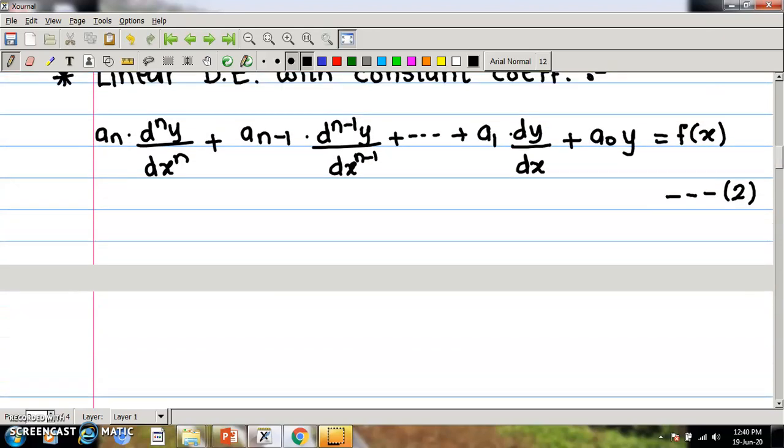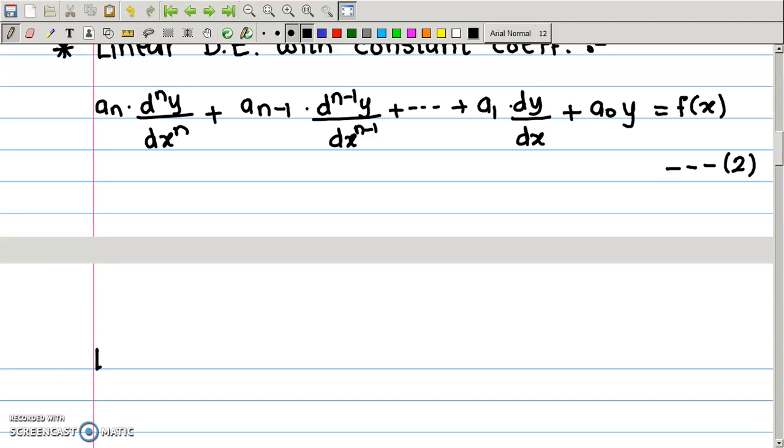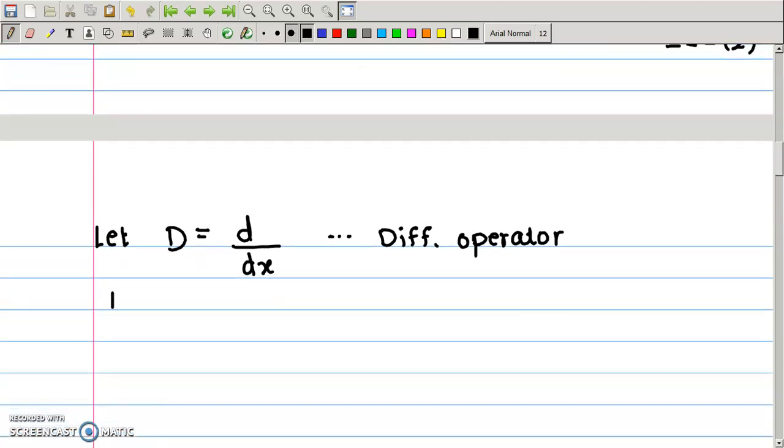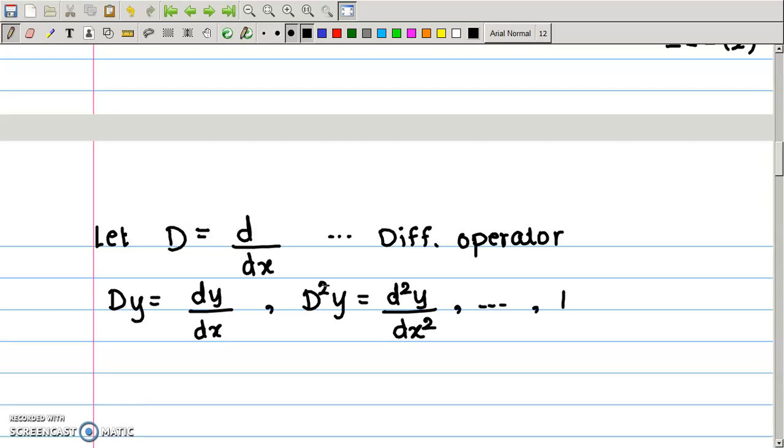Now we can generalize if we use a differentiation operator D, where D represents derivative with respect to x, and we call it a differentiation operator, such that if we operate this D on y, it will take the derivative of y with respect to x. If we consider D squared y, it will take the second order derivative of y with respect to x, and so on. So D raised to n y will be the nth order derivative of y with respect to x.